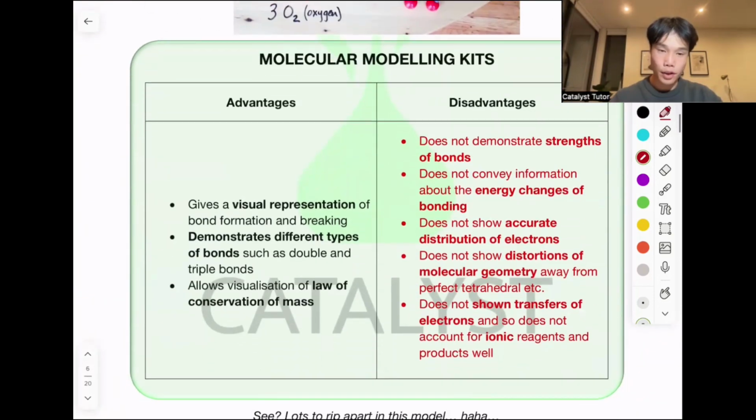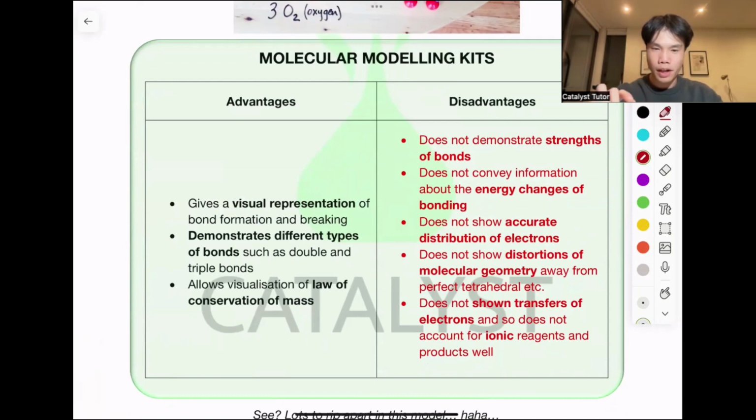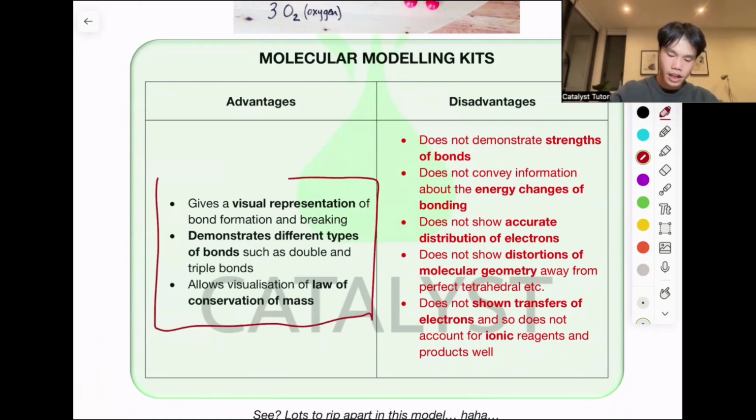Okay, but this is where the marks really lie, differentiating the average to good to the really, really good students. You're looking at the disadvantages in this model. So the advantages are obviously what this does. It gives us a visual representation of bond forming and breaking, shows us different types of bonds. We can show a double and triple bond, and we can see the law of conservation of mass, which is great. But there are significant weaknesses in this model.